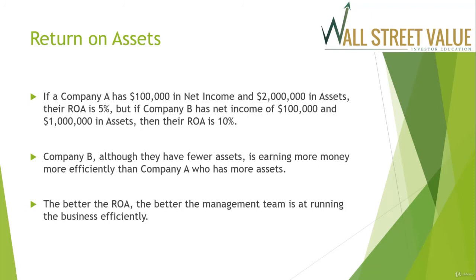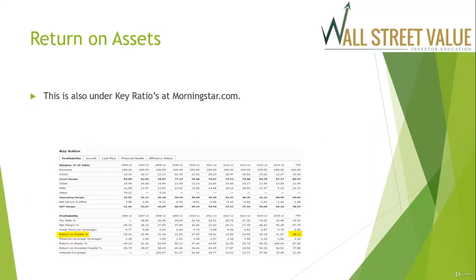If company A has $100,000 in net income and $2 million in assets, their ROA is 5%. But if company B has net income of $100,000 and just $1 million in assets, their ROA is 10%. Company B, although they have fewer assets, is earning more money more efficiently than company A, who has more assets. The better the ROA, the better the management team is at running the business efficiently. And this is also found in the same spot. Go to key ratios on Morningstar, underneath predictability, and two lines above return on equity, you'll see return on assets.